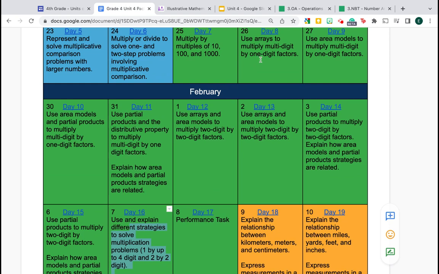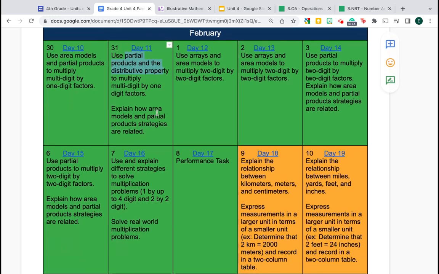In each case, we start first with a 1 digit with arrays, very visual, then area models, still visual but a little bit more abstract, then area models and partial products, and finally, partial products and distributive. We follow that same pattern when we get to 2 digit. Arrays and area models, arrays and area models, partial products, partial products. We go from more concrete to representational to abstract.